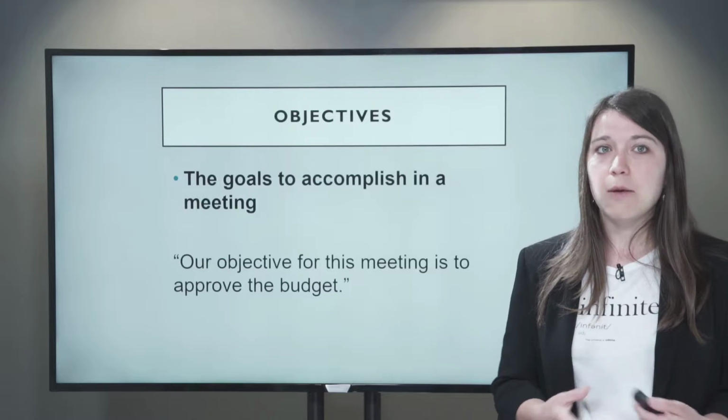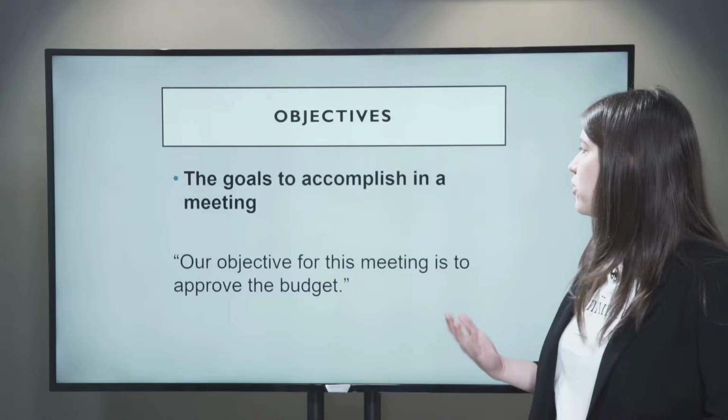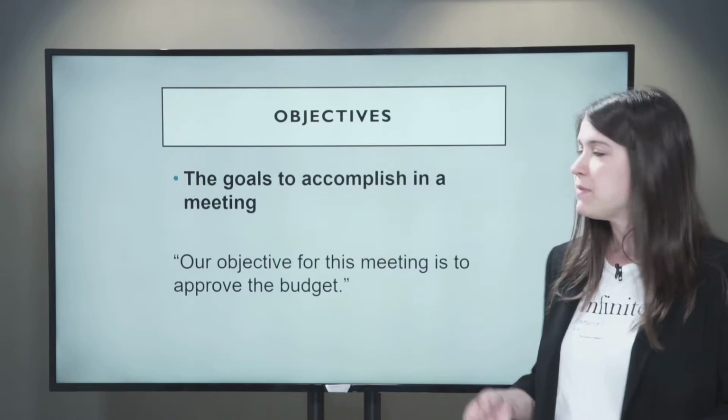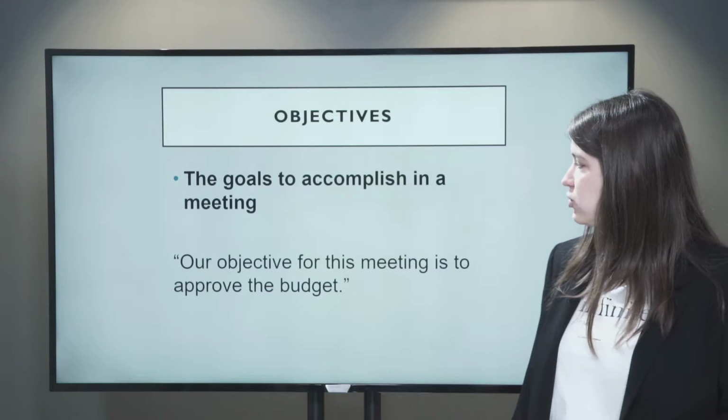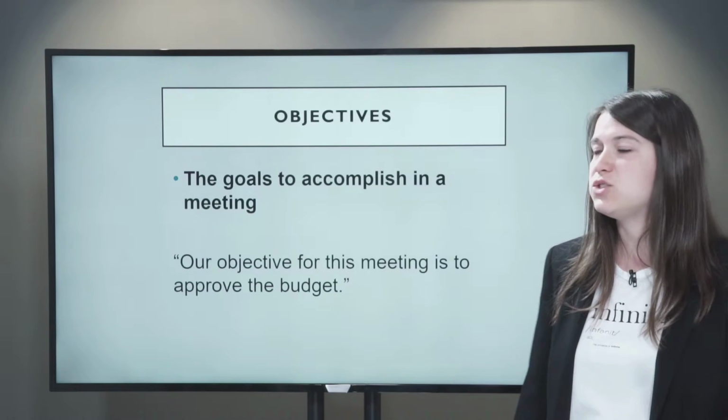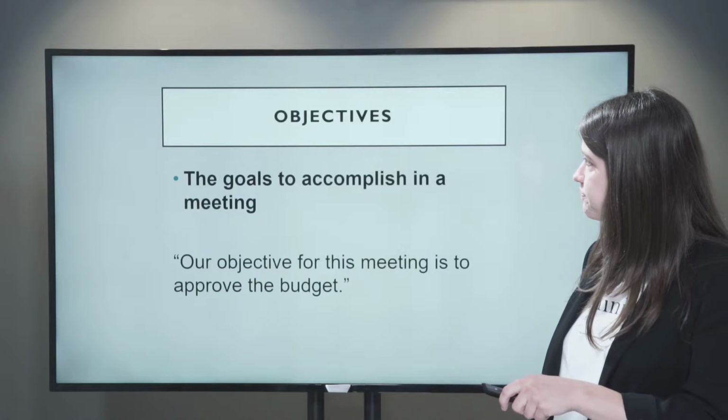Okay, so in a meeting, the objectives are the goals that you want to accomplish in that meeting. So let's see an example. Our objective for this meeting is to approve the budget. So that is your goal. Your goal or your objective is to approve the budget during that meeting.